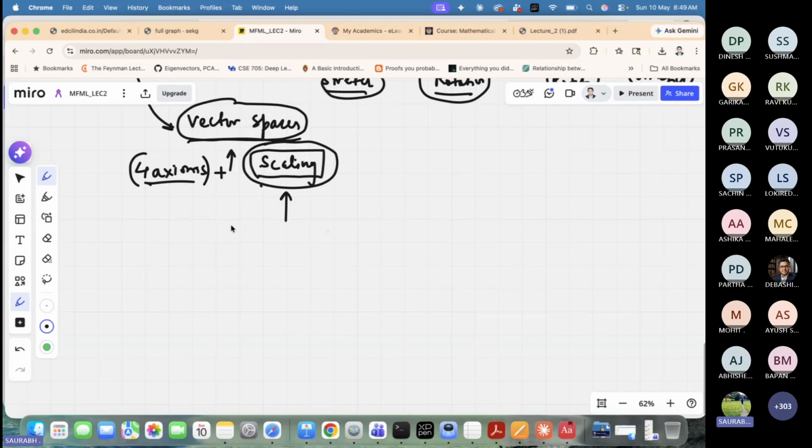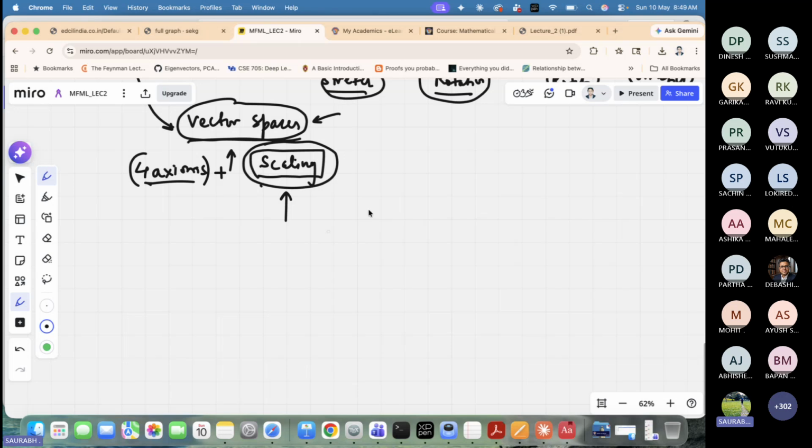Firstly, intuitively understand that vector spaces are nothing special. These are the places where vectors reside. I would say they are abstract elements in this course. Vector spaces are the places.